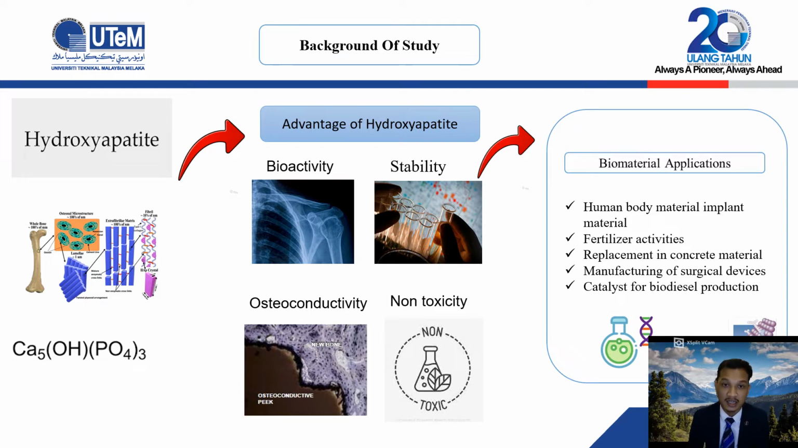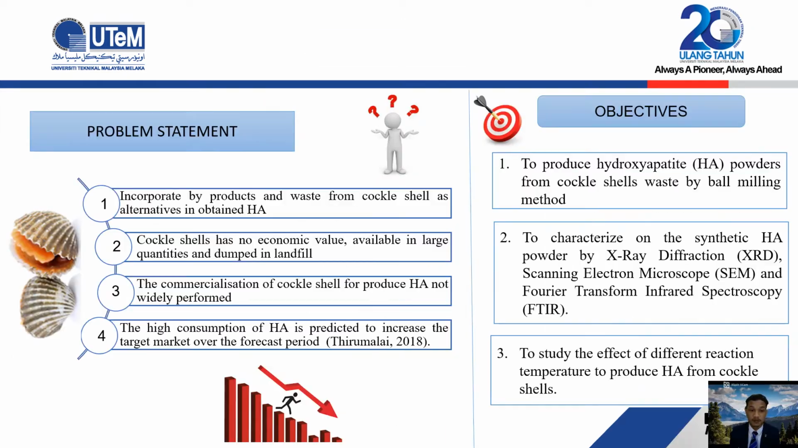Next, another advantage of HA is its conductivity and non-toxicity. For biomaterial application, it is used in human body material, implant material, fertilizer activities, replacement in construct material, manufacturing of surgical devices, and lastly, catalyst for biodiesel products.